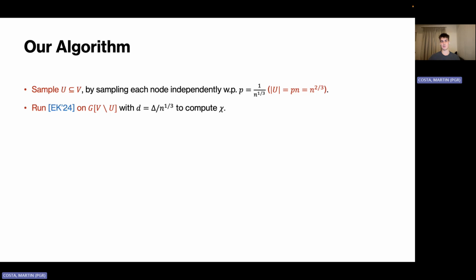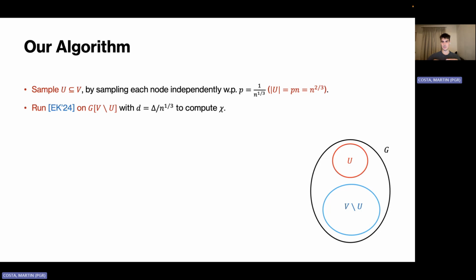on this graph where the slack parameter is set to this value lambda over n to the 1/3. So we take our graph and partition it into this set U and the set V minus U, and this gives us three types of edges: edges contained in U, with both endpoints in U, edges fully contained in V minus U, and edges that cross this cut. And we use this Alon-Kuzmin algorithm to color all of the edges in V minus U.